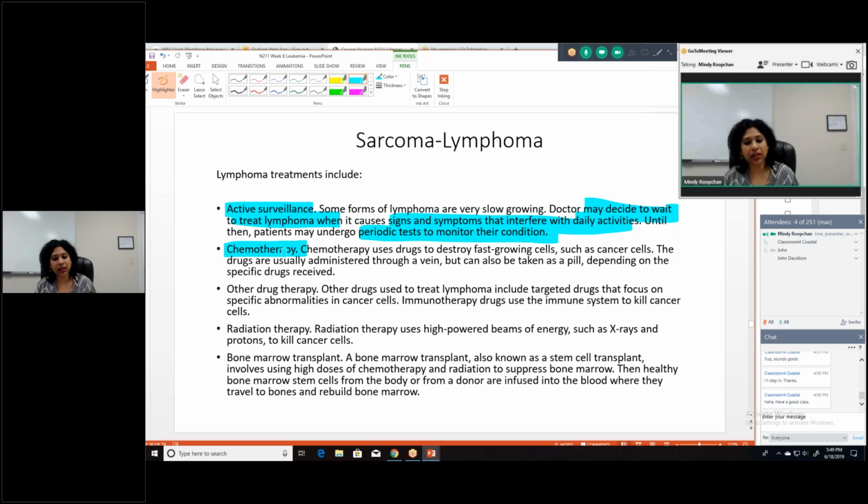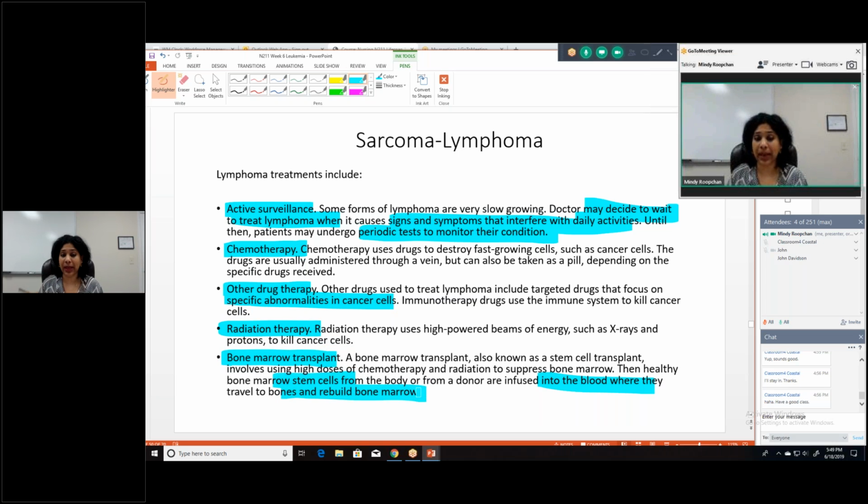Chemotherapy, again, pills or IV medications are administered. Other drug therapies, where we're going to focus on the specific abnormalities in the cancer cell, specific areas. Radiation therapy, where we're using high-powered beams of energy to kill those cells, and even a bone marrow transplant where we're trying to infuse into the blood healthy stem cells to rebuild that bone marrow.